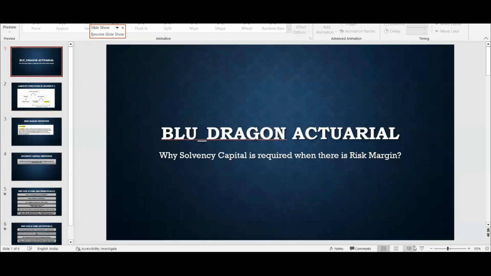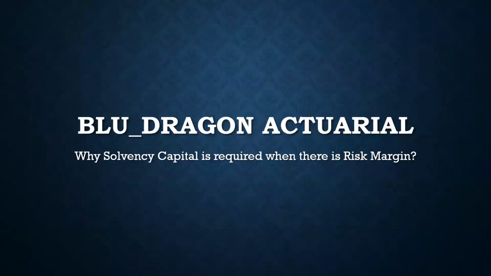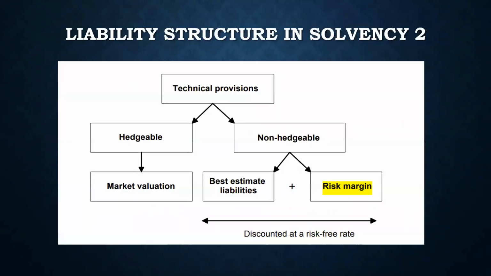So the topic, as we can see, is why solvency capital is required when there is risk margin, or vice versa. First of all, we have to understand the liability structure in Solvency 2. In Solvency 2, the liability is called technical provision. It is not called liability as such; that's how it is spelled.